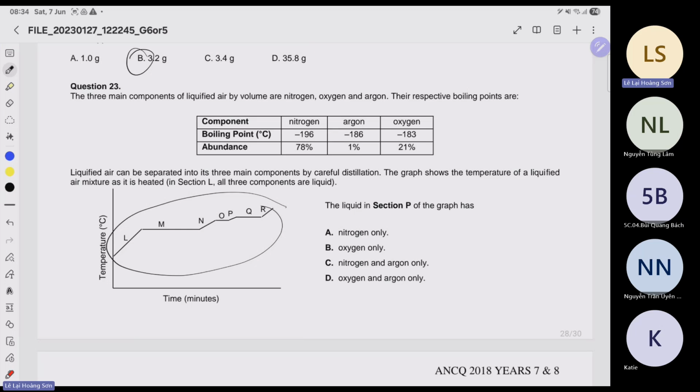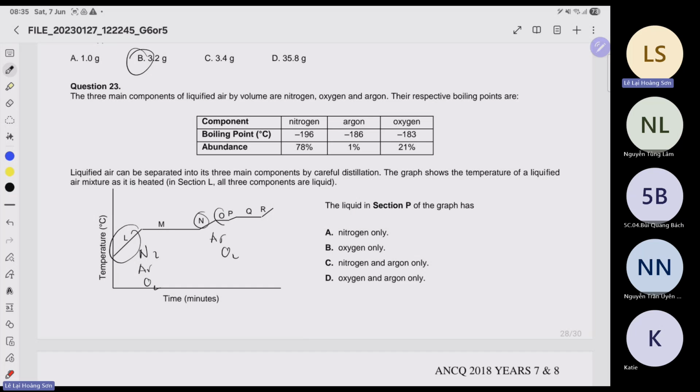So we liquefy these gases and then you will heat up the temperature gradually. So at first, what you can collect is nitrogen, right? What you can collect is nitrogen because this has the lowest boiling point. So when you heat up gradually, we'll come to the boiling point of nitrogen first. So in this region, you have nitrogen, you have argon, you have oxygen. But after M, when you convert all of the nitrogen back into gases, after M, at N, you have just argon and oxygen.